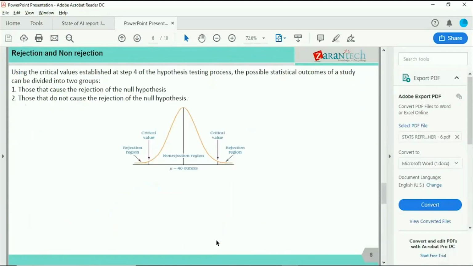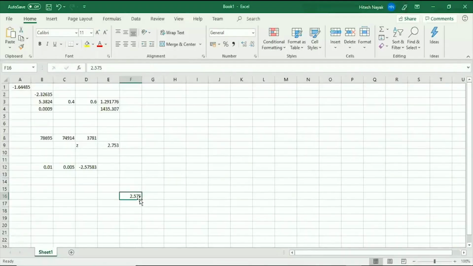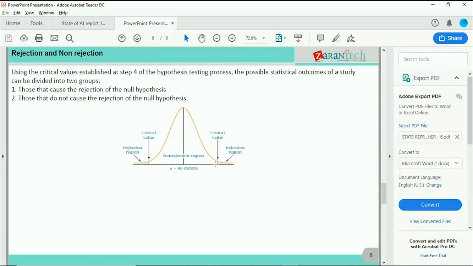To accept, look at the graph. This is the critical value, and it should be less than or equal to the critical value. If it lies from minus 2.575 to plus 2.575, it works. I'll be okay with the value. I'll say that no, the average salary is still 74,914.